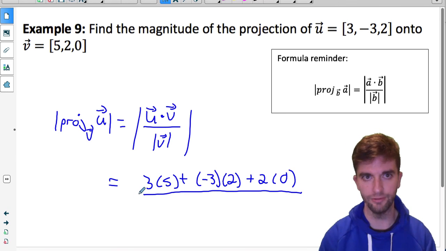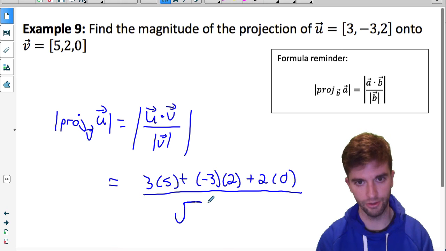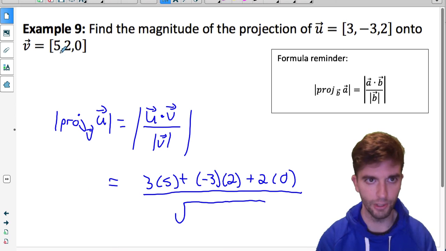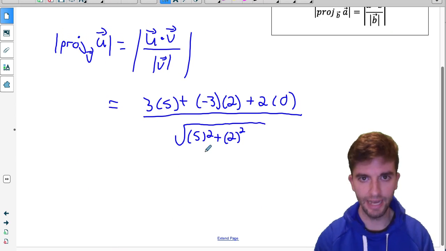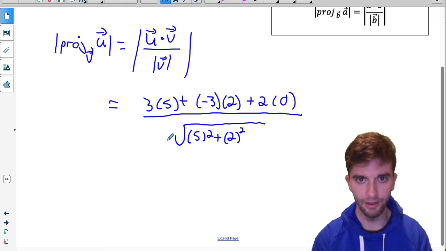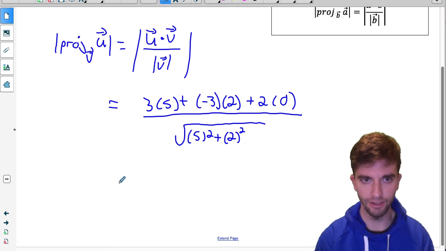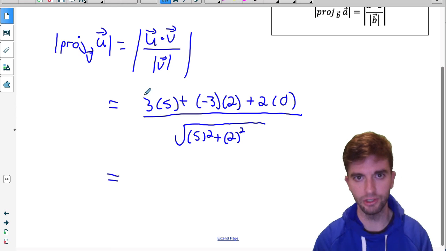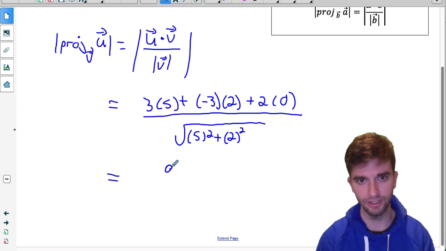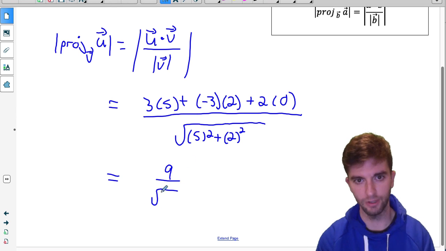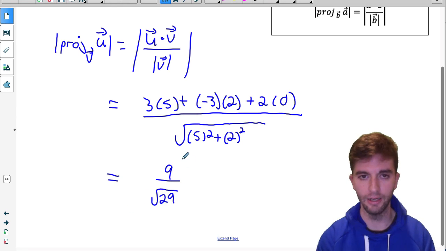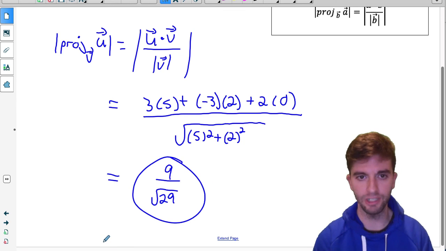by the magnitude of vector v, which I could find by doing the square root of the sum of the squares of each of its components. And I need the absolute value of this, but I know this is positive and this is also positive, so I don't need the absolute value symbols. So I have 15 minus 6 plus 0, that's 9. And in the denominator, I have the square root of 25 plus 4, I have root 29. So this is the magnitude of that projection.